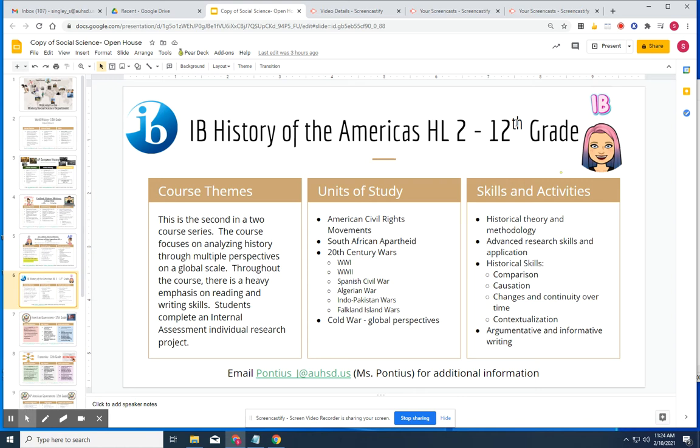This course covers historical theory and methodology, culminating in the internal assessment exam, where students demonstrate a high level of proficiency in college-level history skills. The course covers topics such as the American Civil Rights Movement, South African apartheid, 20th century wars, and the Cold War. Students take the IB history examination at the end of the year to earn college credit and credit towards their IB diploma. So this is part of the IB program here at Kennedy.